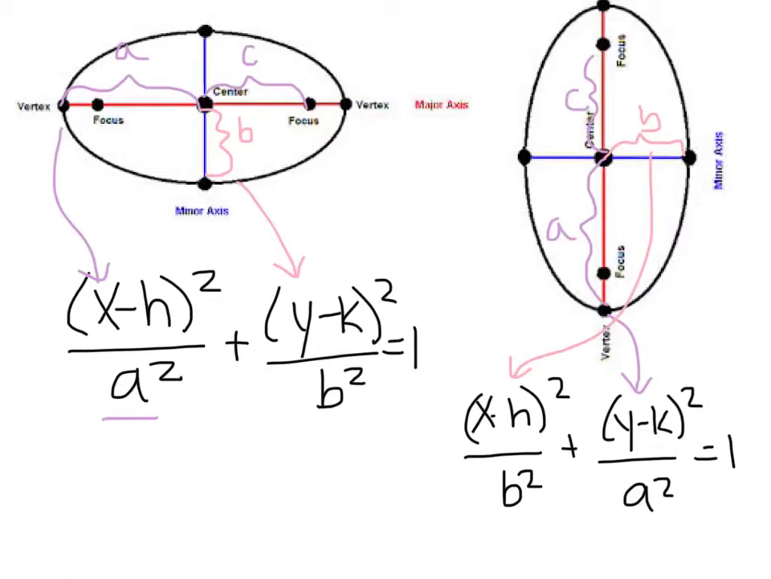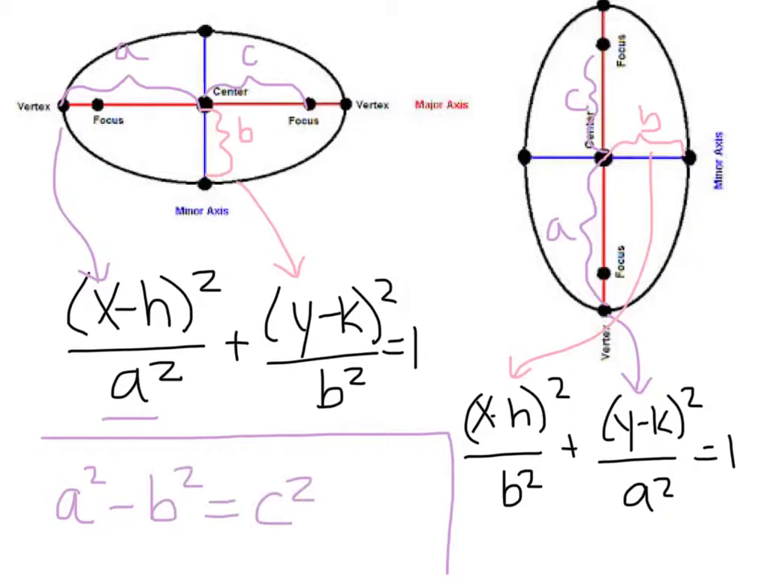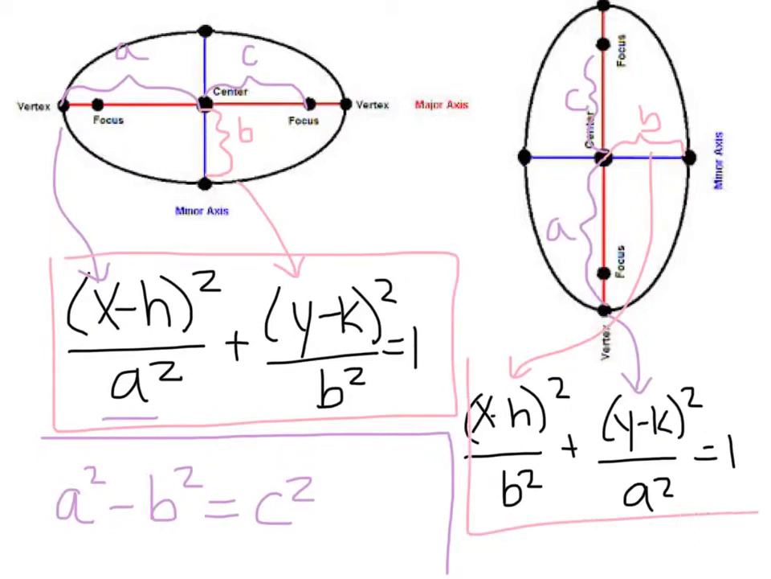Your foci are always located on the major axis, and the relationship between a, b, and c is always a squared minus b squared equals c squared. So these two are on your formula chart. This, however, you're going to have to know, that a squared minus b squared equals c squared. And that's all the parts.